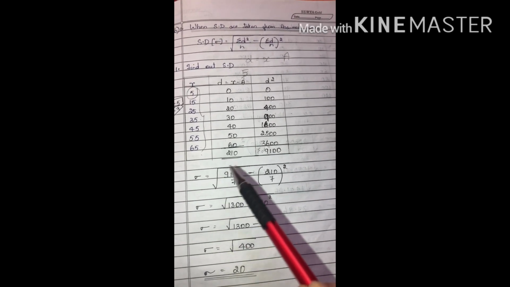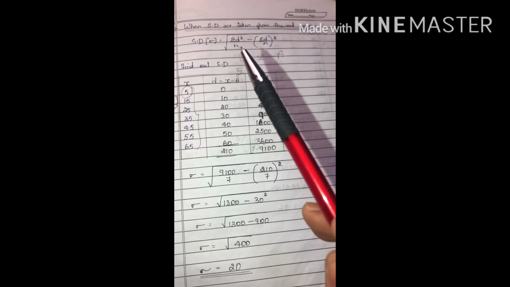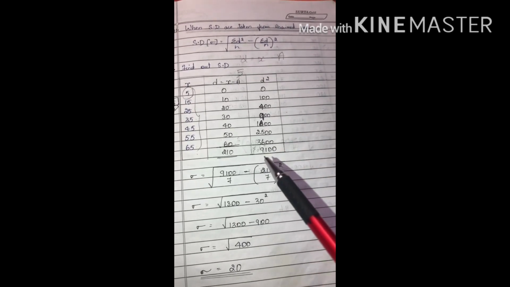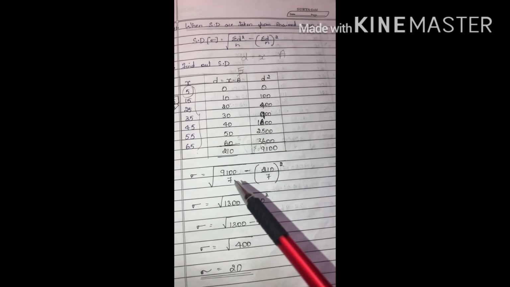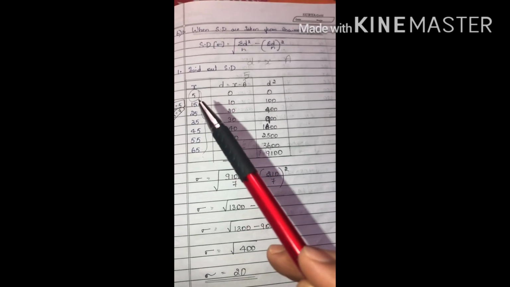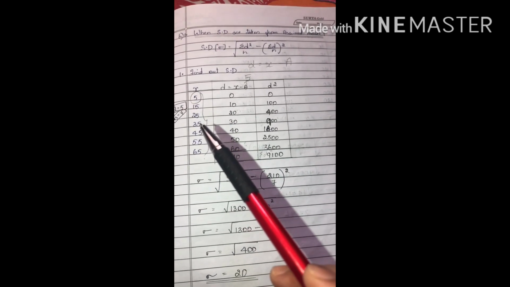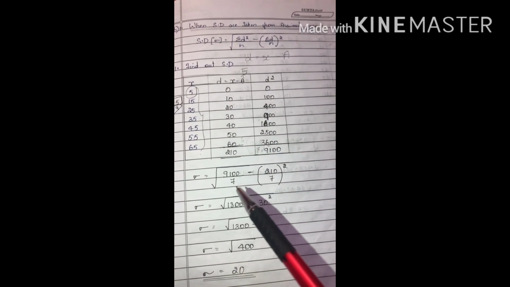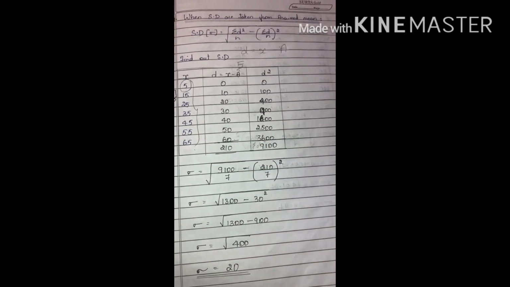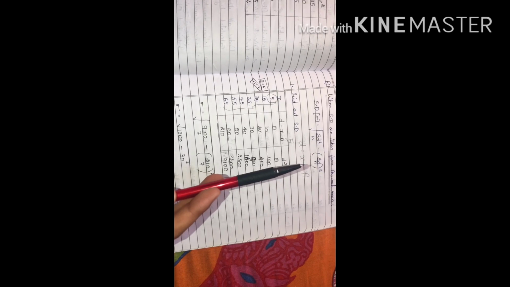Now the formula I have written here, I have just simplified. Standard deviation is equal to root sigma d square divided by n. What is d square? 9100 divided by n, the number of observations given here: 1 2 3 4 5 6 7. So it is 7. Minus, the formula says, sigma d divided by n the whole square. Sigma d is the total of this column, 210, divided by n, which is 7, the whole square.